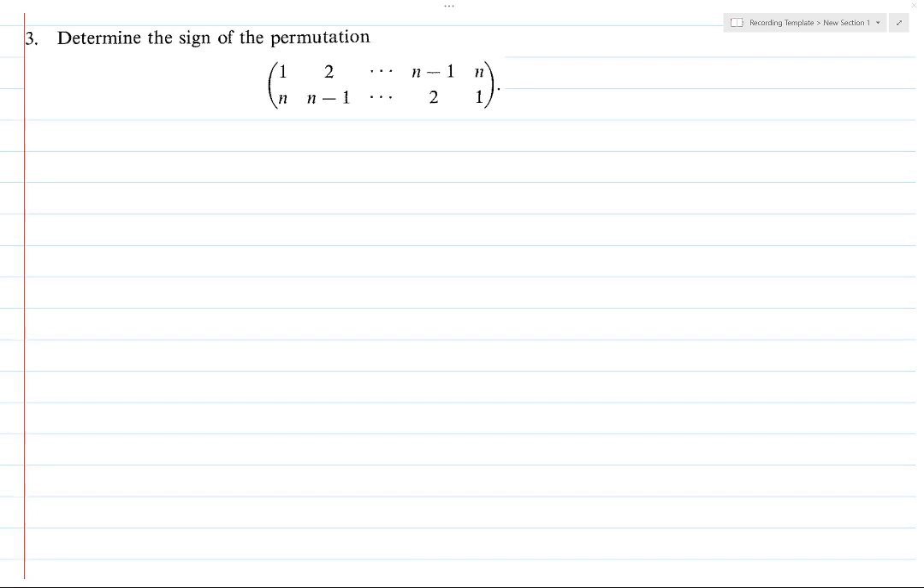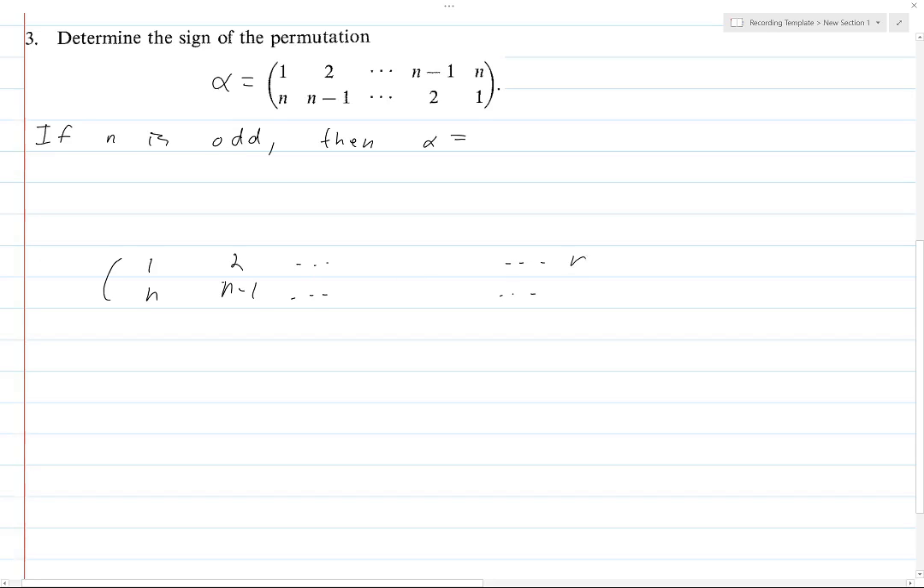All right, we want to determine the sign of this permutation, which we will call alpha. Okay, so if n is odd, we're going to break this up into cases. Then alpha equals, well, let's write out what alpha would look like. We have 1 to n, 2 to n minus 1, then, of course, some dots. We'll leave the middle blank, and then n minus 1 to 2, and n to 1.